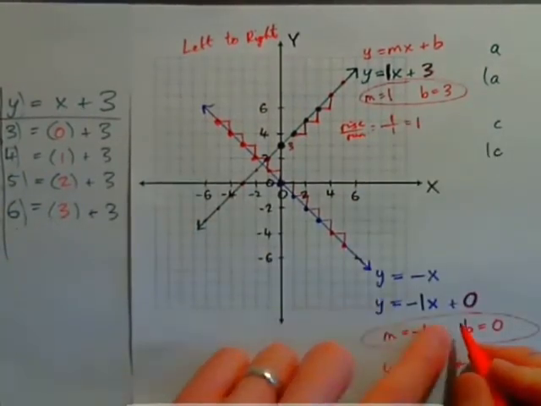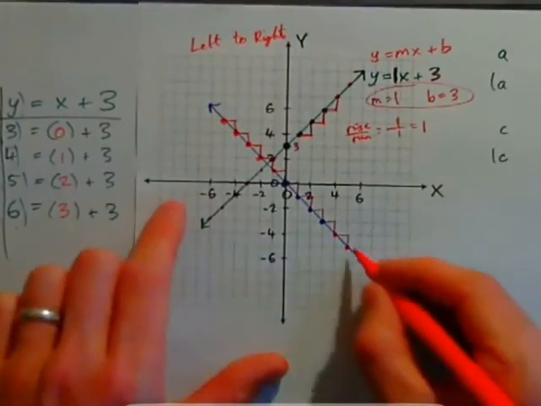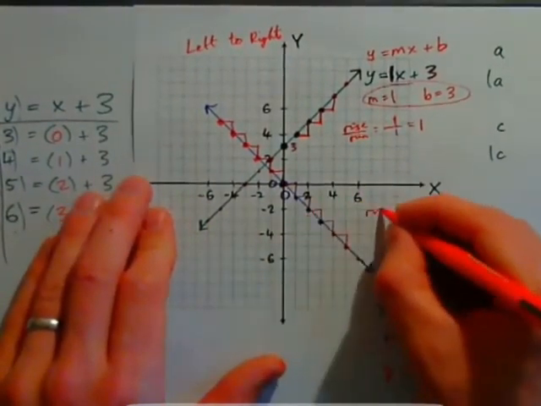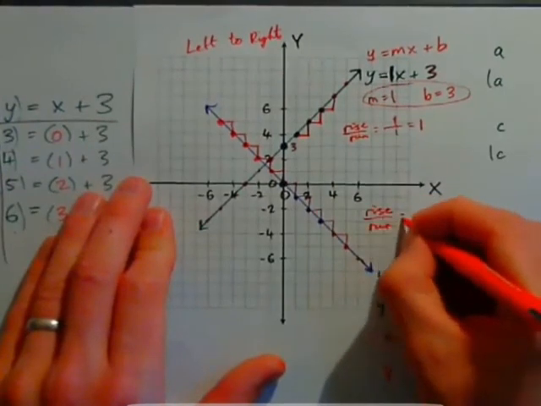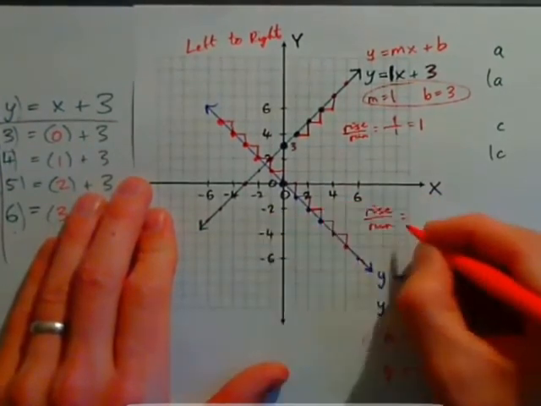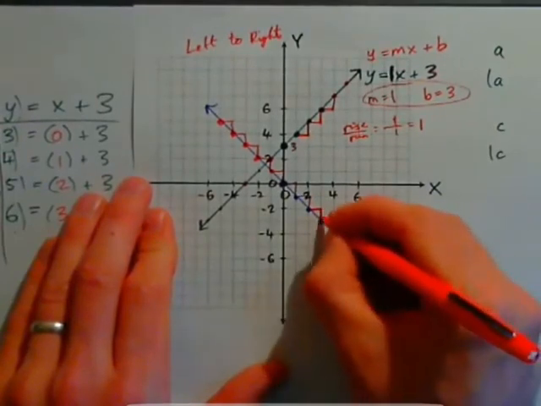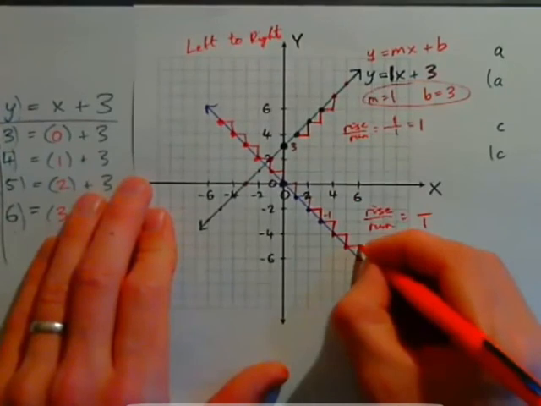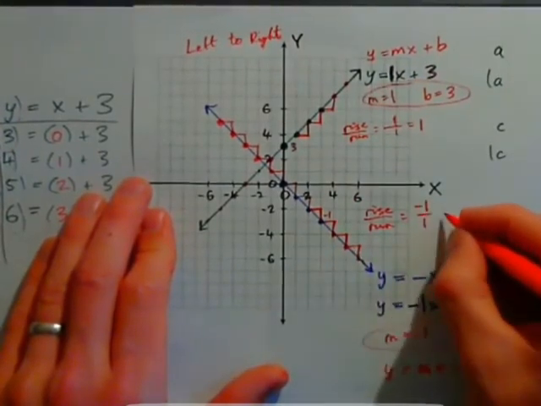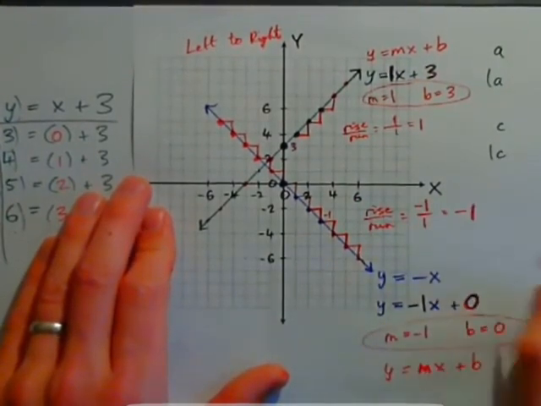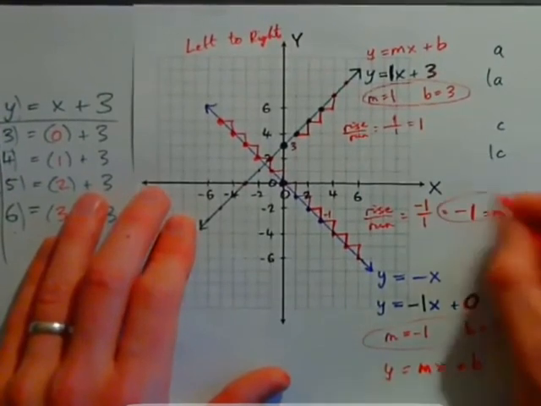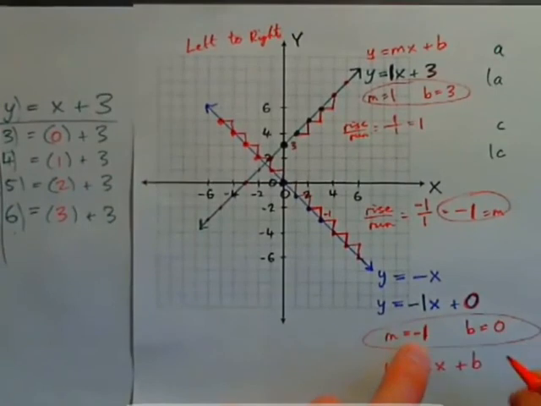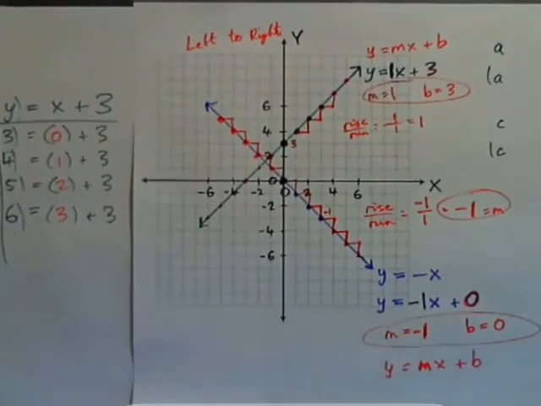And same with the blue line. The y-intercept is 0, and sure enough, it goes through 0 on the y-axis. When I get the slope of the blue line, going from left to right, I run one, but then I rise negative one. See, I go down one, run one, down one, run one, down one. So my rise is negative one because I go down one, and negative one over one gives me negative one. So obviously, the slope for the blue line should be negative one. And of course, that matches up with the equation where m is negative one, right? Anyway, that's the slope and y-intercept done.